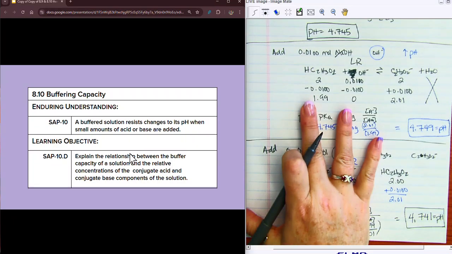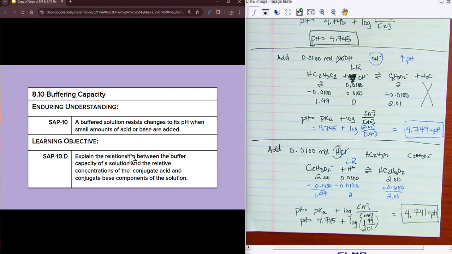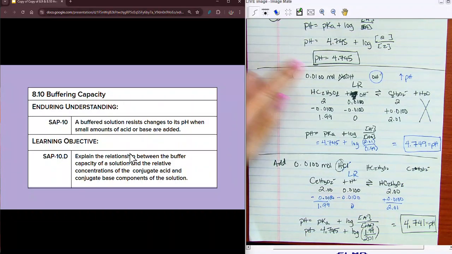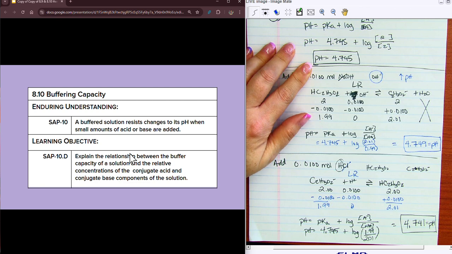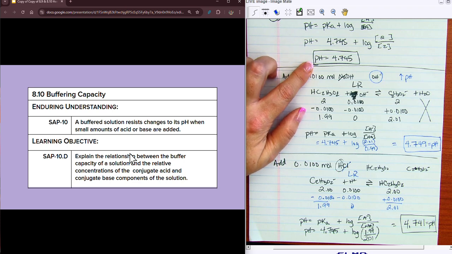So, zoom out for a sec. This is the buffer pH, the pH of the buffer, where the concentration of the acid and the conjugate are the same. So the pH was the pKa. That's that. It was 4.745. I added a base. It increased a tiny little bit, but not much. I added an acid. The pH went down just a tiny little bit.